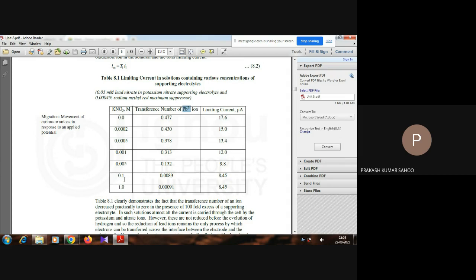Potassium nitrate is a supporting electrolyte, or you can say this is the salt bridge. In this cell it acts as the salt bridge, that is the supporting electrolyte, and 0.0004% sodium methyl lead maximum suppressor.